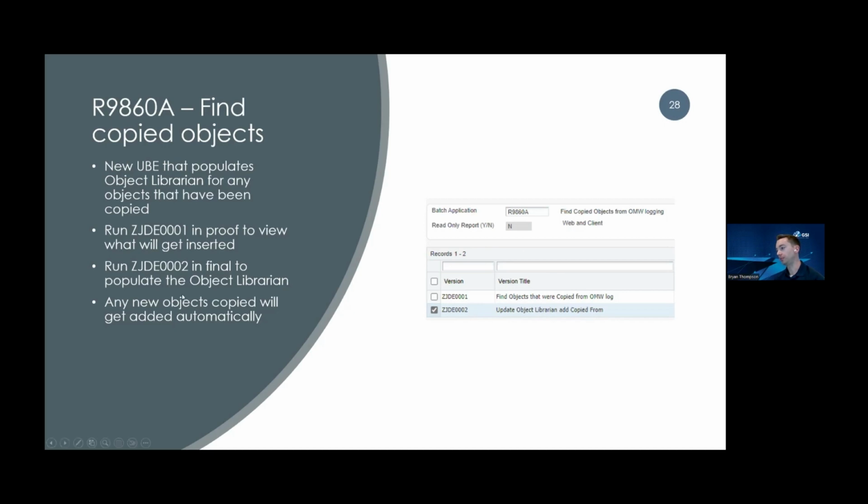And then you can run the ZJDE0002 version in final mode. That will actually populate the Object Librarian. So again, you only have to do this once. Going forward, after you have that ESU, it will automatically populate this field for you. So it's only needed once. After that, you're good. No need to run that again. And we will show an example of what that looks like here.